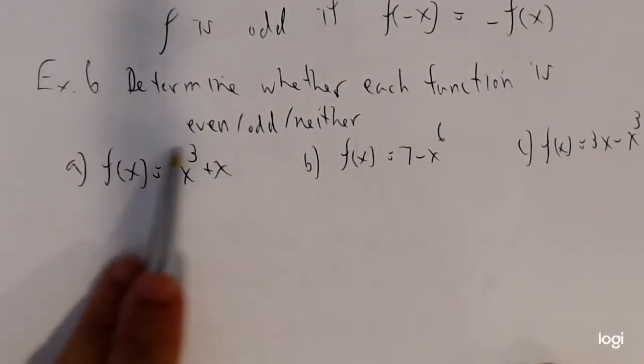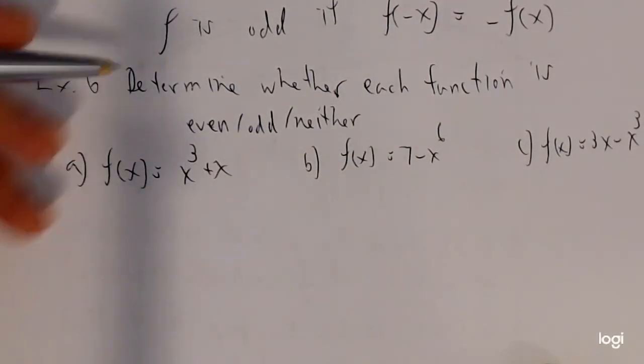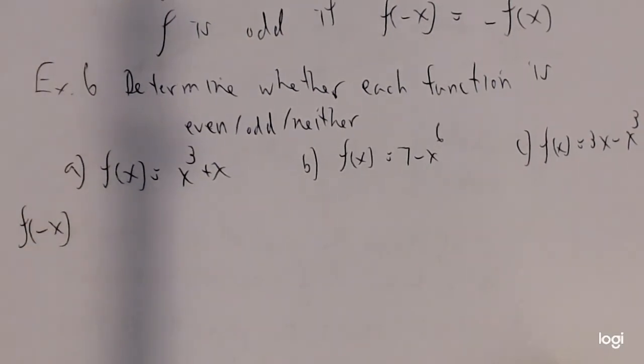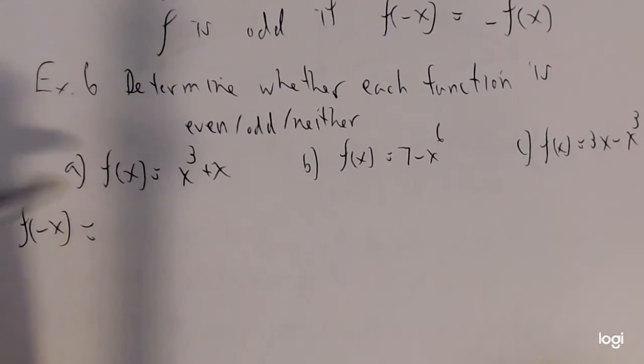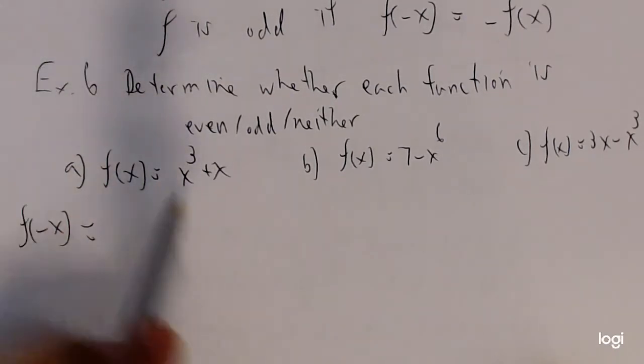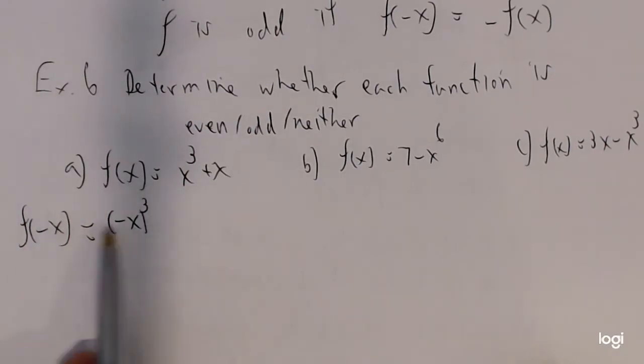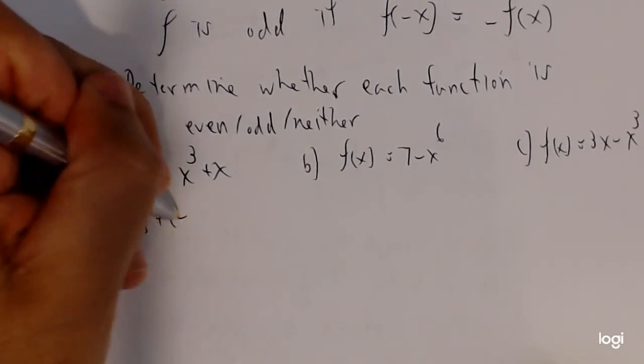I want to see if this function is even or odd or neither. So instead of f of x, what am I going to do? I'm going to replace x with negative x. So how's that going to change this equation? All it's going to do is x is going to become negative x cubed, right? Because I'm replacing x with negative x, plus negative x.